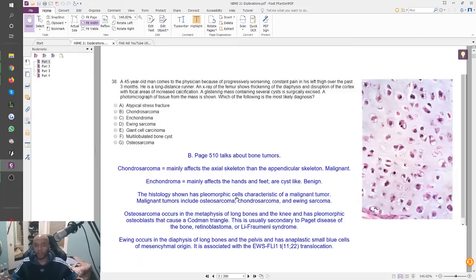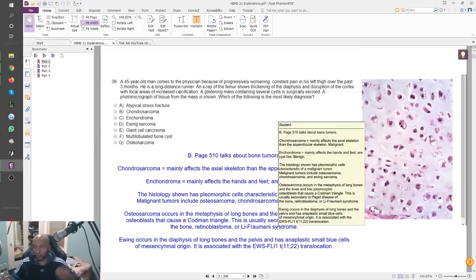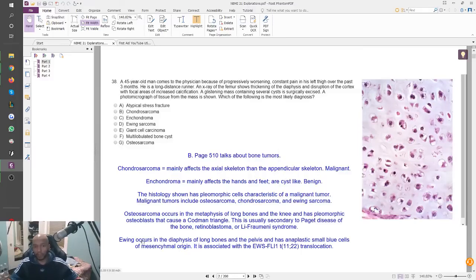The histology shown has pleomorphic cells, characteristic of malignant tumors. Malignant tumors include osteosarcoma, chondrosarcoma, and Ewing. Osteosarcoma occurs in the metaphysis of bones and the knee and has pleomorphic osteoblasts, which we don't see here, nor do they talk about the Codman triangle or any of the other predisposing conditions. Ewing sarcoma occurs in little kids, which automatically doesn't fit him. Okay, so we can't pick that. Now, as you can tell, there are answer choices here, so that's what, 1, 2, 3, 4, 5, 6, 7 answer choices.